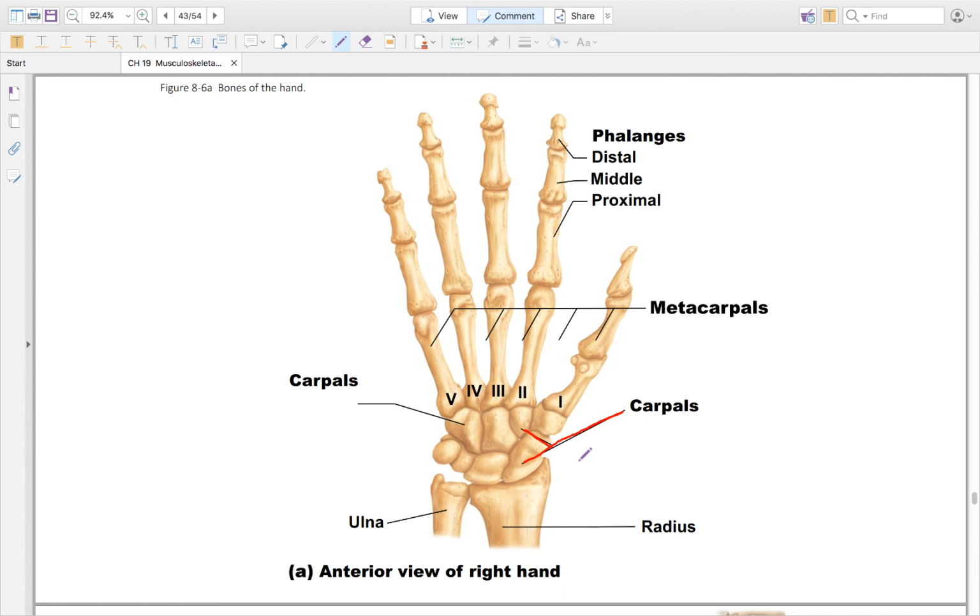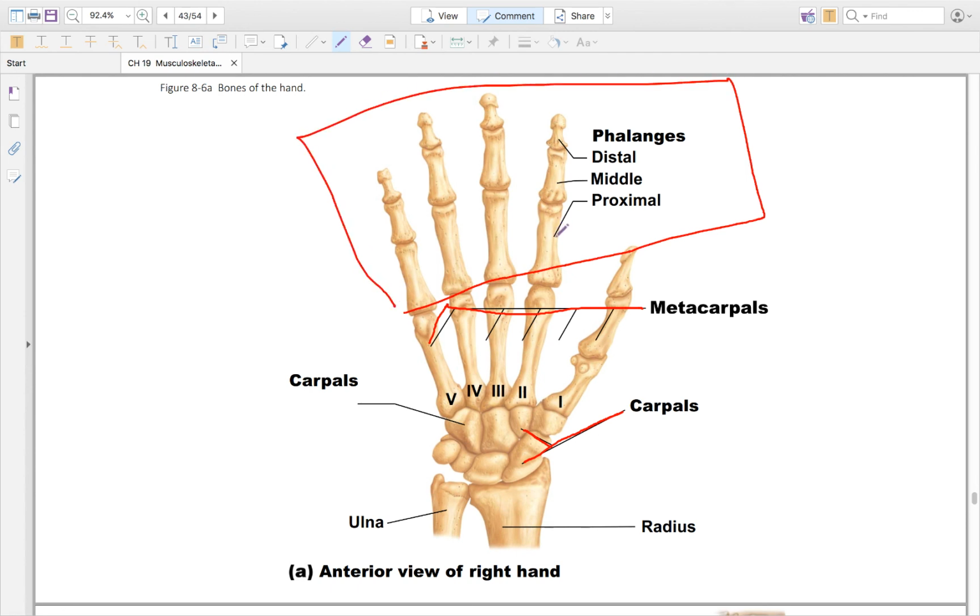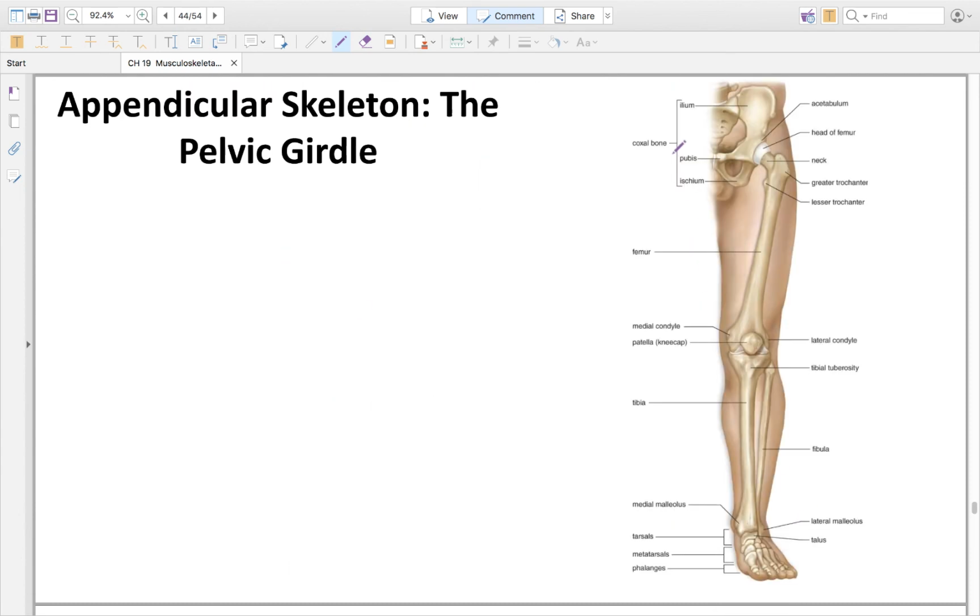So think of carpal tunnel, right? People that have carpal tunnel have an issue in their wrists. Right above that, these bones are your metacarpals. And then phalanges. All of that is your phalanges, and there are three parts: proximal, middle, and distal phalanges. So it's easy. Carpals, metacarpals, phalanges.